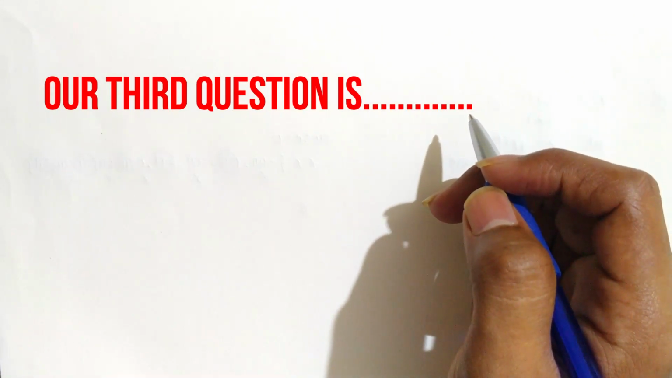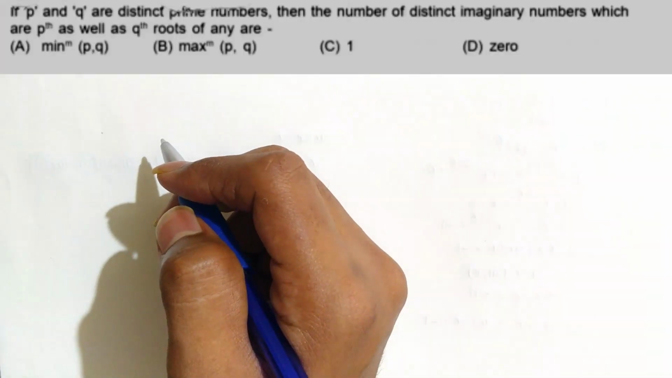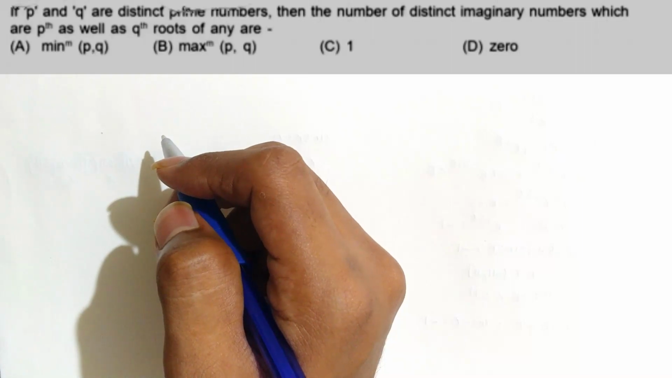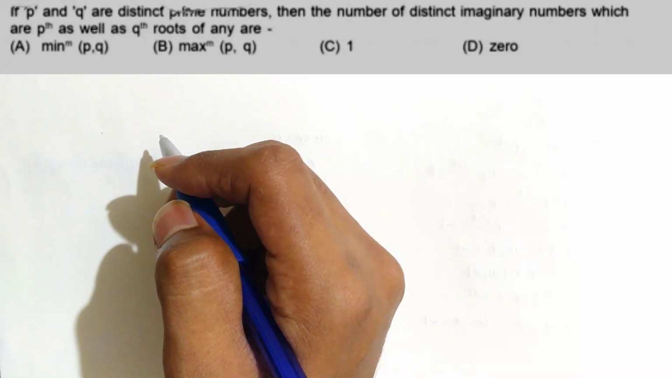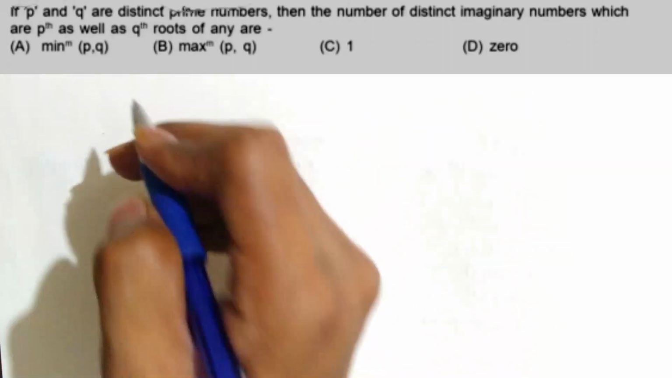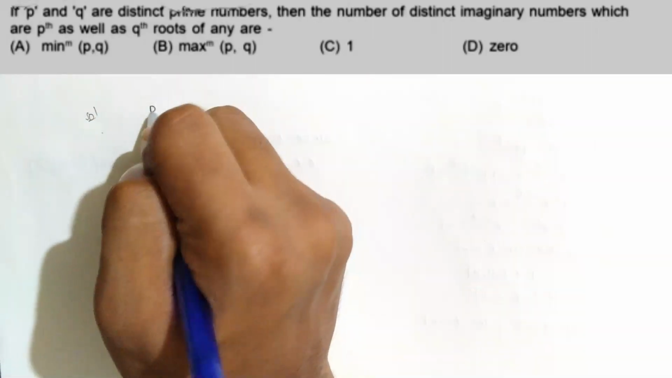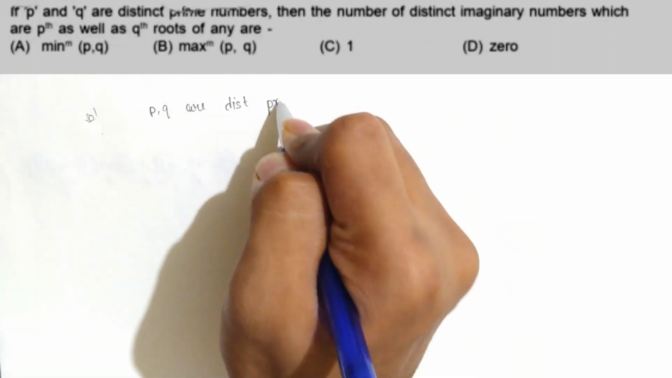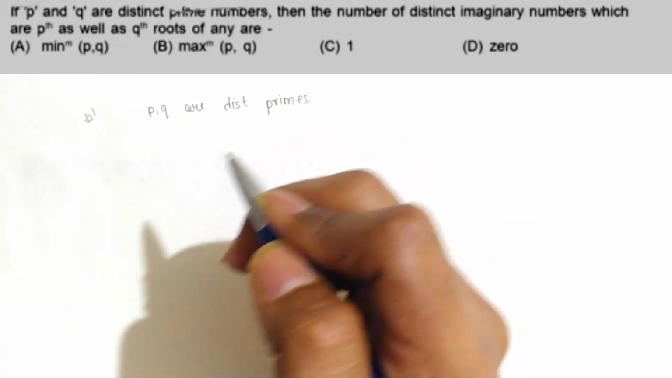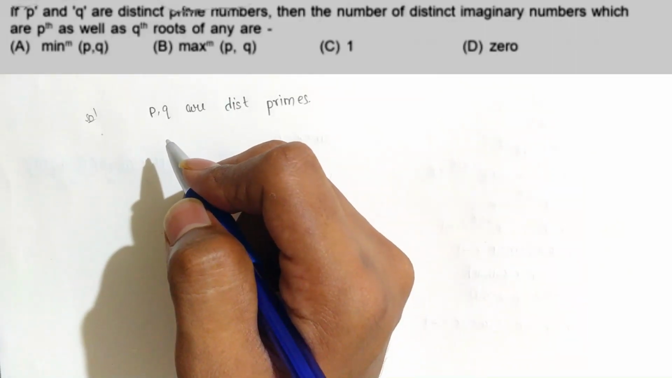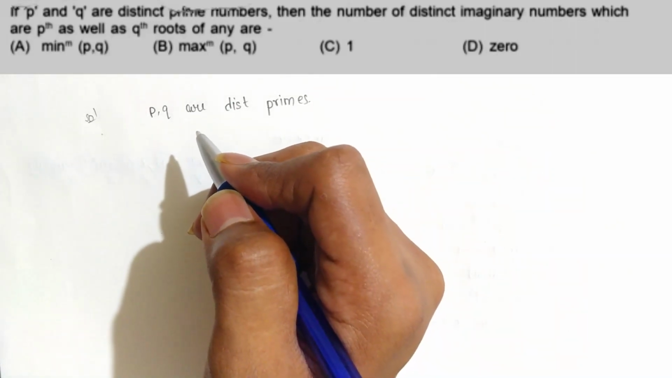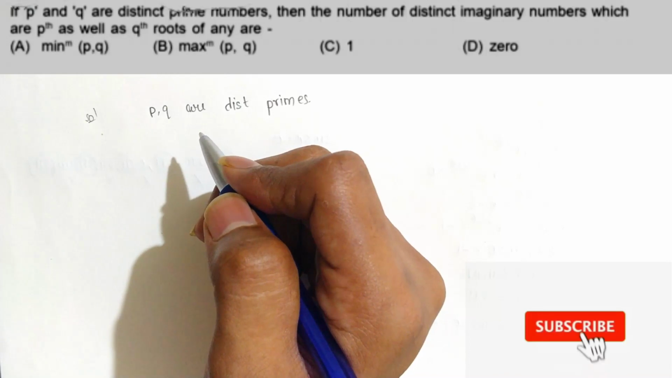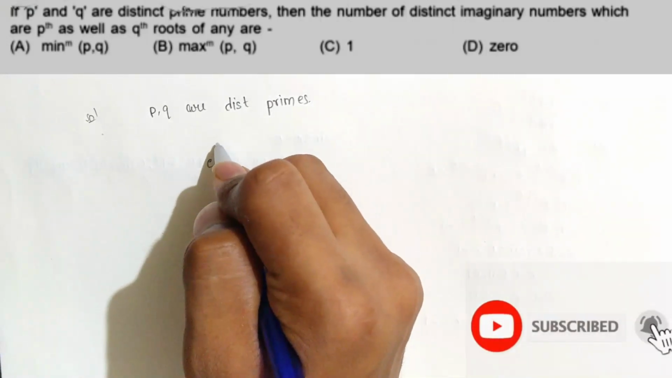Now let us see the third question. If p and q are distinct prime numbers, the number of distinct imaginary numbers which are pth as well as qth roots of any number is asked. p, q are distinct primes and the pth and qth roots should be the same. That means let us write them in Euler's form.